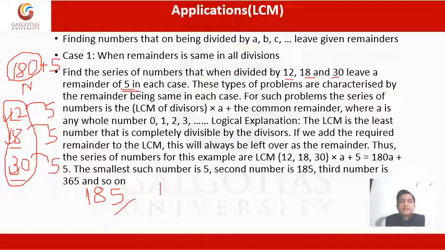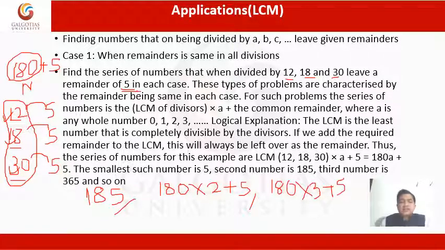What will be the next number which will be divided by 12, 18 and 30? That will be 180 into 2. This is exactly divisible by 12, 18 and 30. Since you want the remainder 5, add 5 to it. So the next number will be 365, 180 into 2 plus 5. What will be the next number? Again it will be 180 into 3. Correct? Add 5 to it. So this will be the next number.